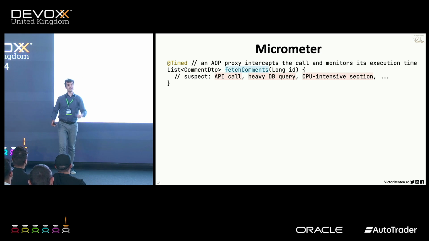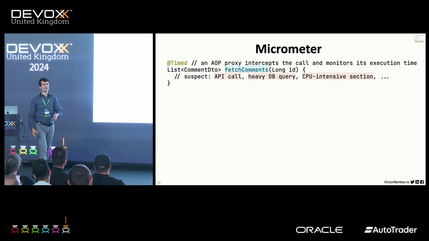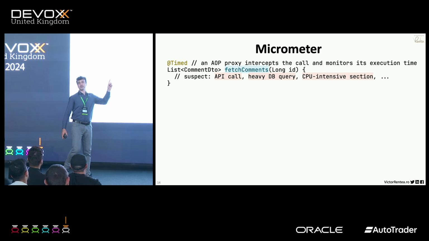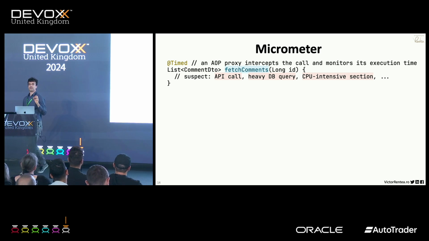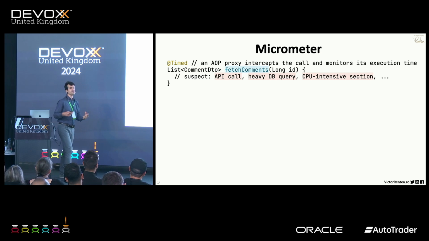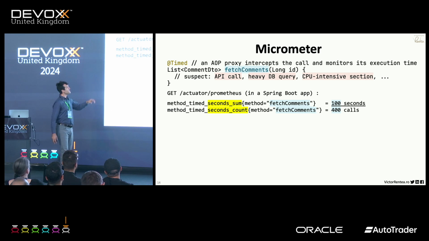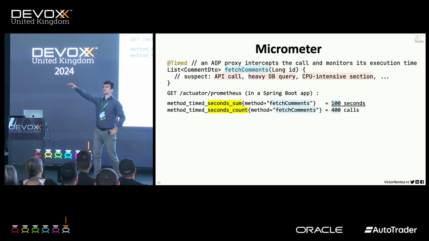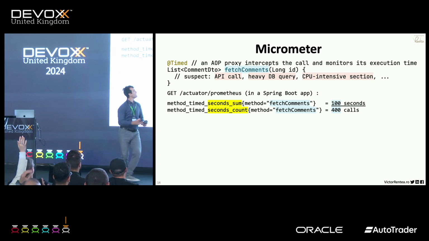We put @Timed on a method, and that method gets automatically weaved by an aspect, intercepted, and measured how much time it took, right? And you can put this annotation on any method that does any suspicious things, like API calls, like DB queries, like CPU-intensive parts. You want to keep them tracked, keep them monitored, right? And then if you go to the Actuator Prometheus endpoint in a Spring Boot app, who here is using Spring, just to have a clue? Like 70%.